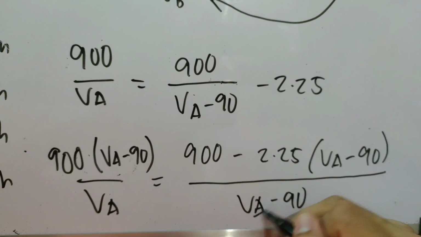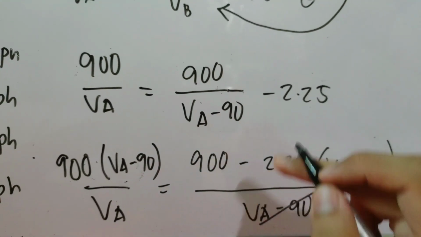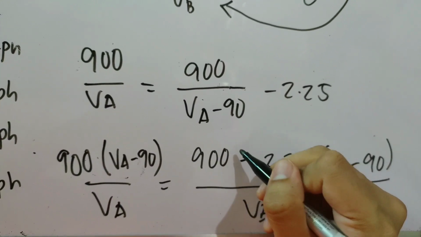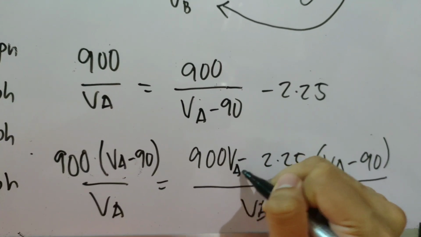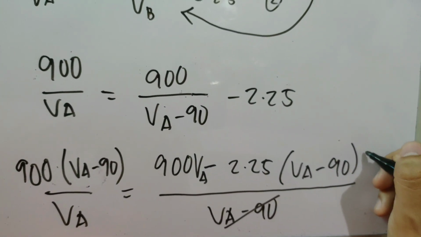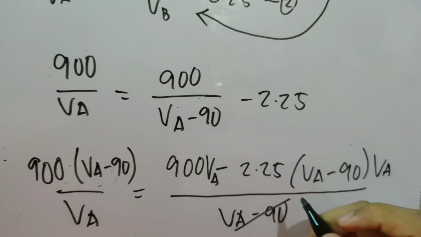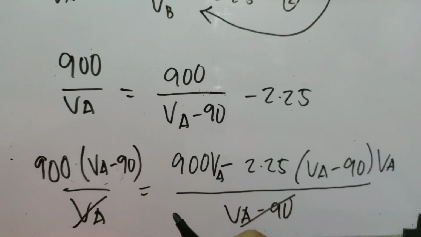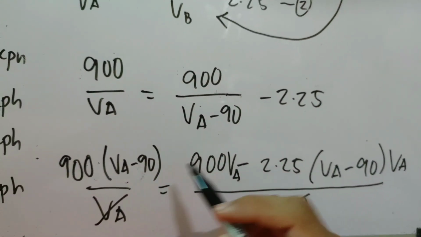So, cancel na to. Tapos ito, lilipat natin sa kabila. So, multiply natin lahat to ng VA. So, ito magiging 900 VA minus 2.25 times yung quantity na to times VA. So, maka-cancel na rin to. So, ito na yung equation natin. Magkakaroon tayo ng quadratic equation.